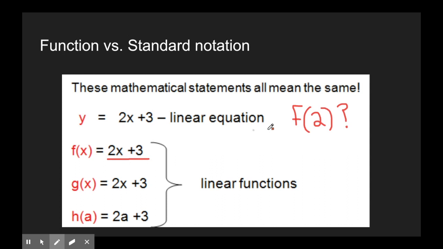Okay, well, I'd say I just got to plug this 2 into the x, right? If we're replacing every x with a 2, 2 times 2 is 4, plus 3 is 7. So what is the result of f of 2?